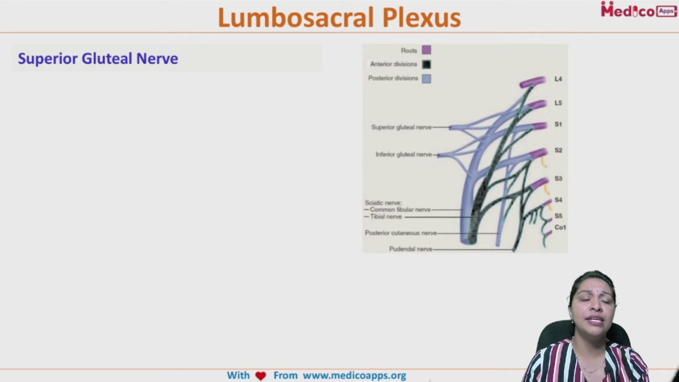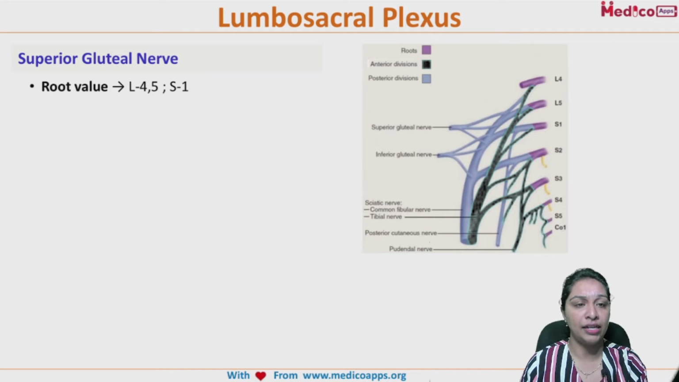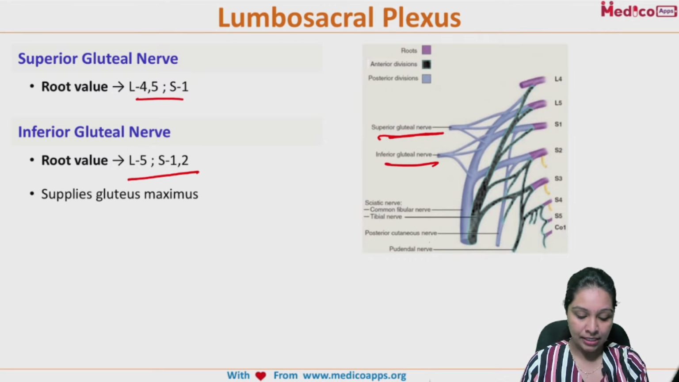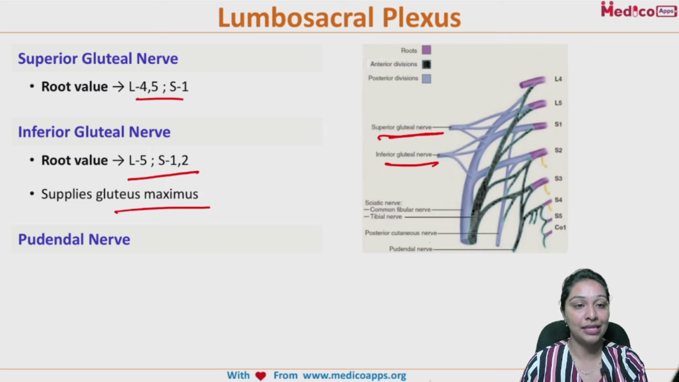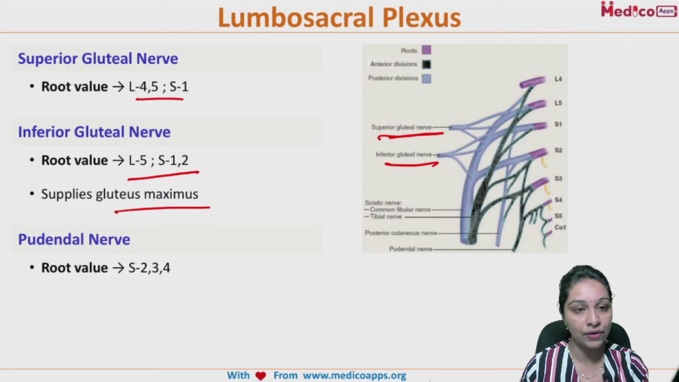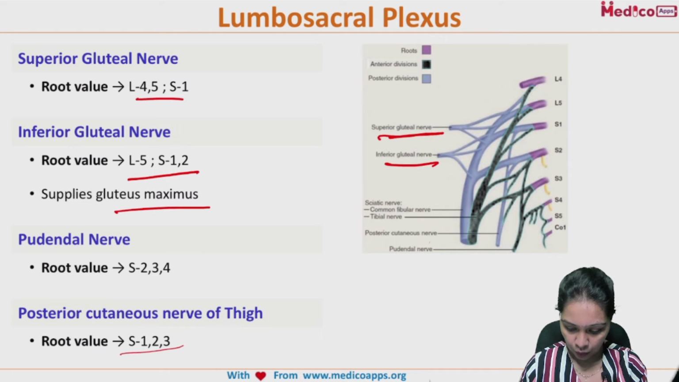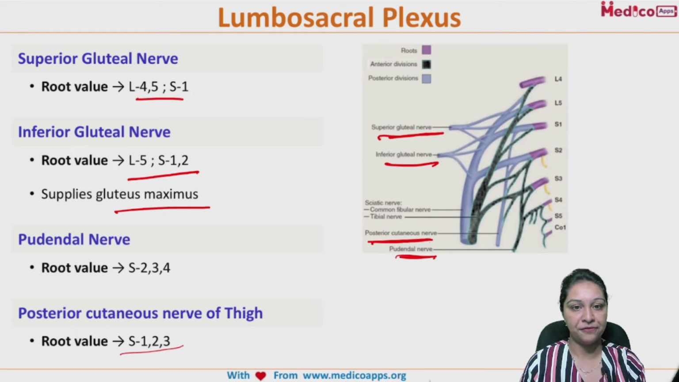Now, from the lumbosacral plexus, the superior gluteal nerve has the root value L4, 5 and S1. So here is the superior gluteal nerve. Then the inferior gluteal nerve, the root values are L5, S1 and S2, supplies the gluteus maximus muscle. The pudendal nerve has the root values S2, 3 and 4. The posterior cutaneous nerve of thigh has the root value of S1, 2 and 3. So here is the posterior cutaneous nerve and here is the pudendal nerve.